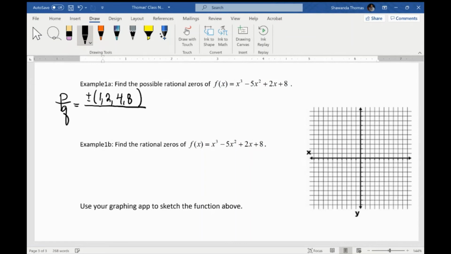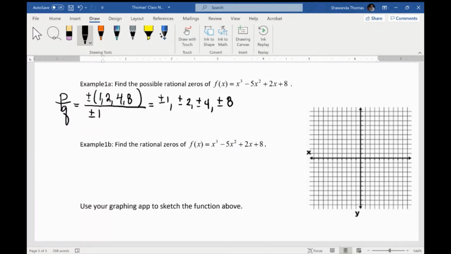What does Q represent? Factors of the leading coefficient, which is 1. Not too bad when Q is only 1. So our possible rational zeros are plus or minus 1, plus or minus 2, plus or minus 4, plus or minus 8. I know I ask these questions over and over, but how many possible rational zeros are there? 8, because there's a negative and a positive version of each of these numbers.